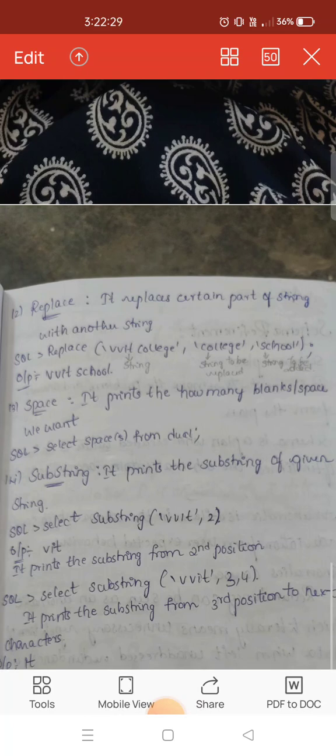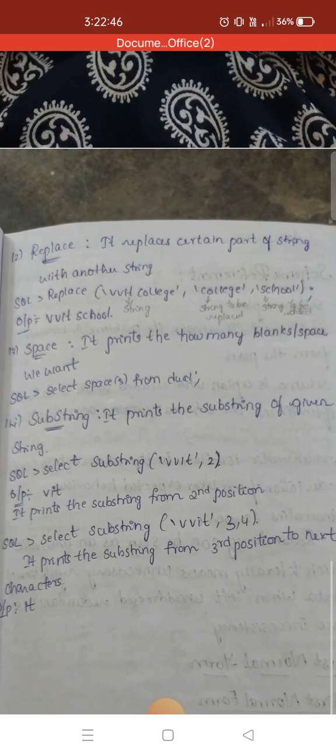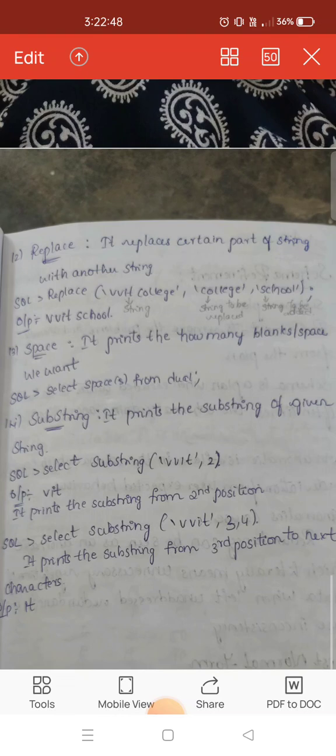It prints the substring from the second position, and we get VIT. Select substring from PVIT, 3, 4. We are using the starting and ending position, so it prints the substring from the third position to the fourth character, that is IT. This is about the functions we have present in the DBMS. Thank you.